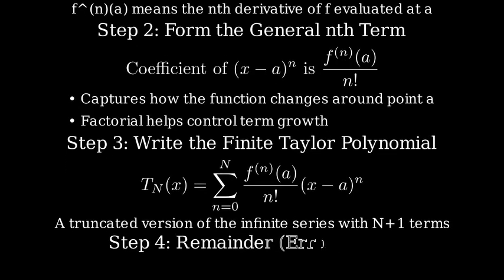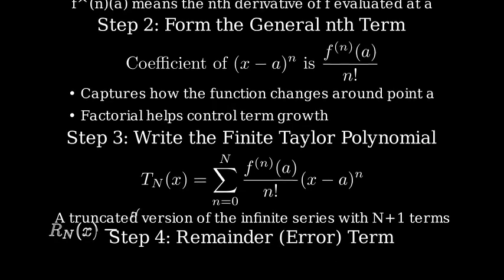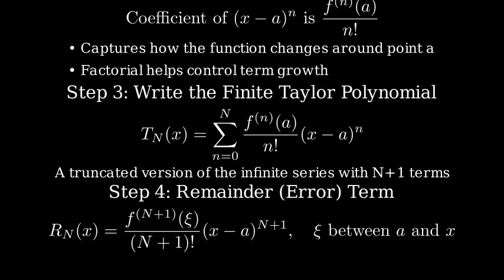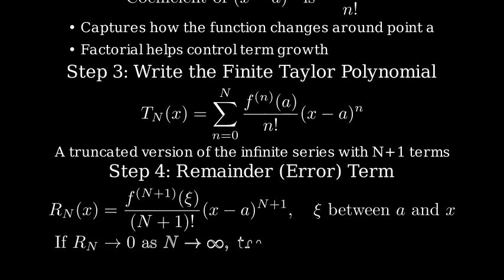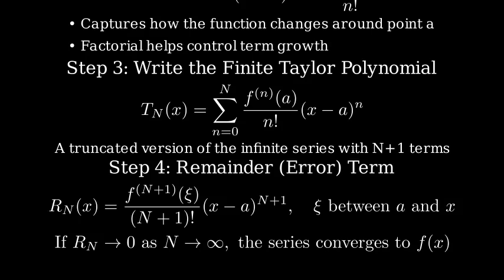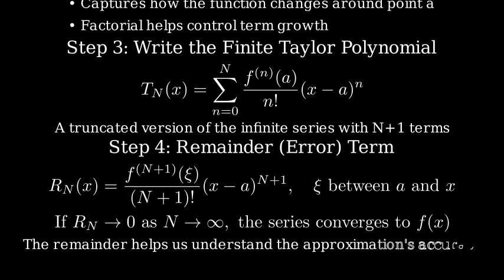Step 4. Consider the remainder or error term. The remainder after n terms in Lagrange's form is given by the n plus 1 th derivative of f at some point xi between a and x divided by n plus 1 factorial multiplied by x minus a raised to the power of n plus 1. If this remainder approaches 0 as n approaches infinity, then the infinite Taylor series converges to f of x. The remainder is crucial for understanding how accurate our approximation is.